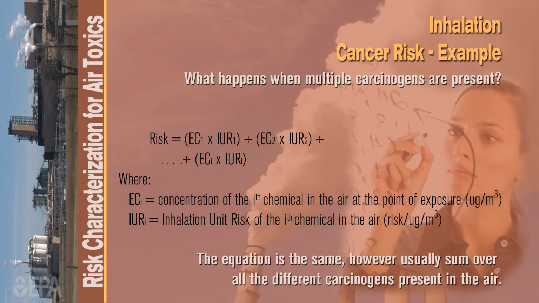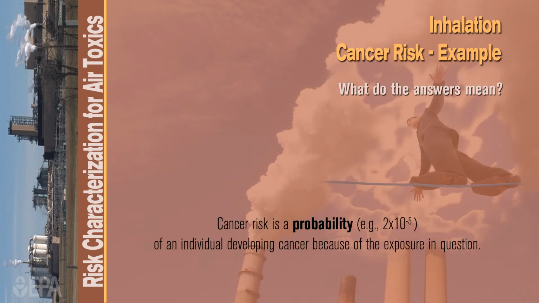What happens when we breathe air that contains more than one carcinogen, which is often the case? When this happens, you calculate the risk posed by each chemical independently and then add them together to get the total cancer risk. It is that easy. So what does the risk result mean? The risk you calculate is the excess risk an individual person has of getting cancer over their lifetime because of that, and only that exposure.